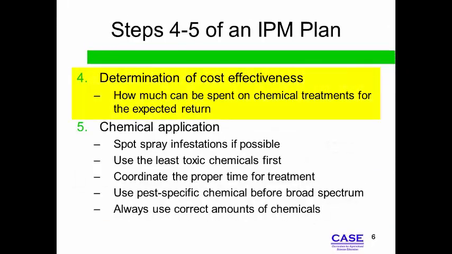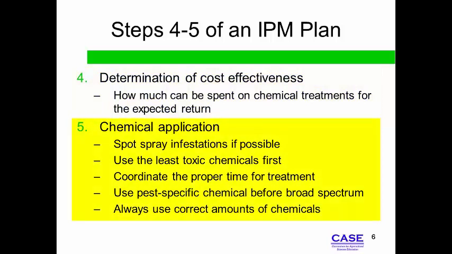Step 4, determination of cost effectiveness, allows the producer to determine at what level of damage the economic threshold is met. If the severity of the pest problem is greater than the cost of chemical control, then chemical application may be warranted. Step 5 requires several considerations, including rate, timing, method, and formulation of chemical application.